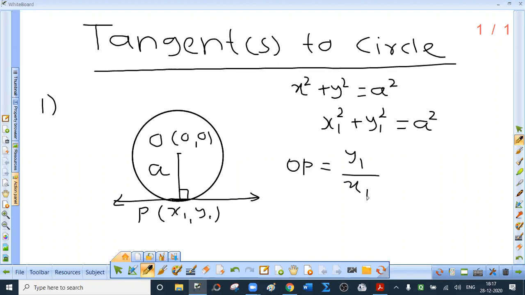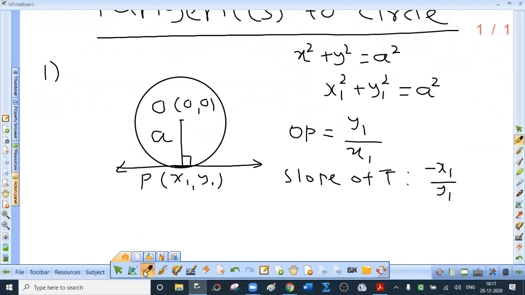So this is slope OP. So slope of tangent is what? It is minus x1 upon y1. Do you agree with me? Why? Product of slopes of two perpendicular lines is minus 1. This tangent is perpendicular to radius. Slope of radius is this. Its negative reciprocal is slope of tangent. Okay. Now we know one point on the tangent.